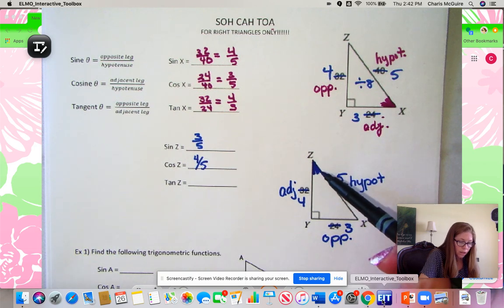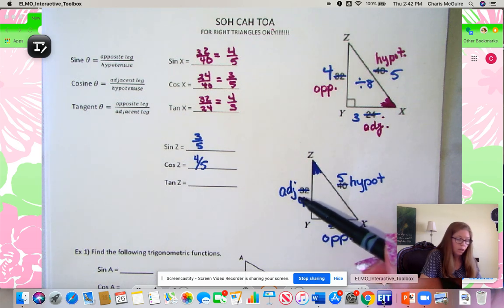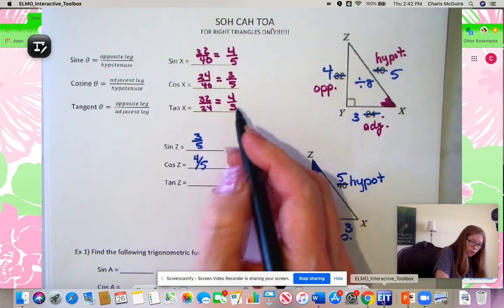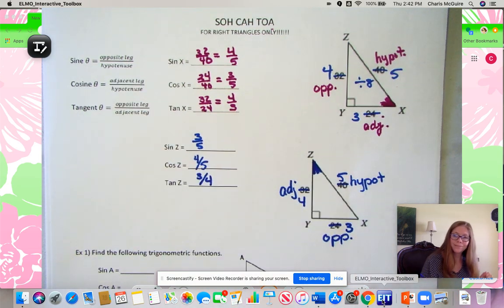right? Because cosine is going to be your adjacent side over the hypotenuse, the 4/5. And then tangent, the opposite and the adjacent change. So for tangent, you should be getting the reciprocal, the 3/4. Nice. Great job.